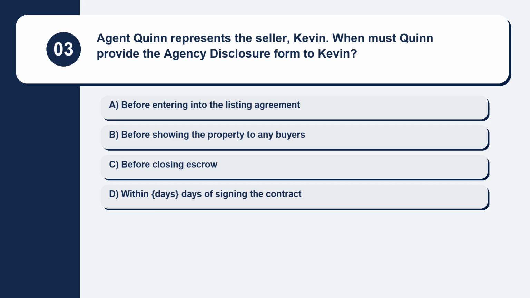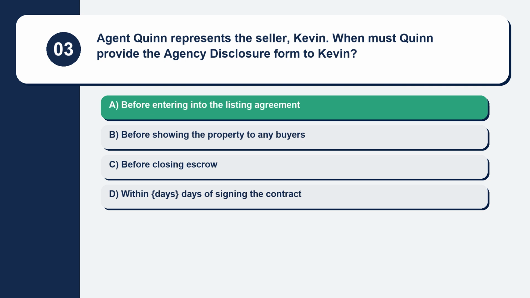Question 3. Agent Quinn represents the seller, Kevin. When must Quinn provide the agency disclosure form to Kevin? Here are your options. Option A, before entering into the listing agreement. Option B, before showing the property to any buyers. Option C, before closing escrow. Option D, within days of signing the contract. The correct answer is option A, before entering into the listing agreement.